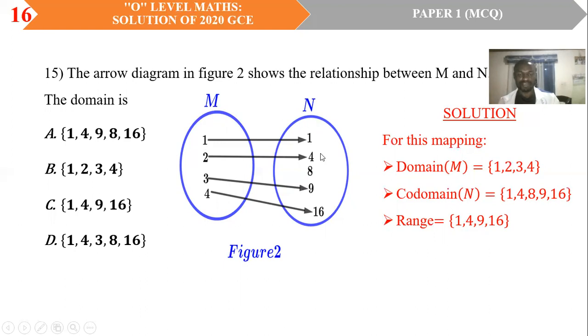So analyzing this mapping, we say that the domain M is the set of 1, 2, 3, 4. The codomain N is the entire set N, and the range is the set of 1, 4, 9, 16. But we're asked to bring out the domain. So the domain will be the set M, which is the alternative B.